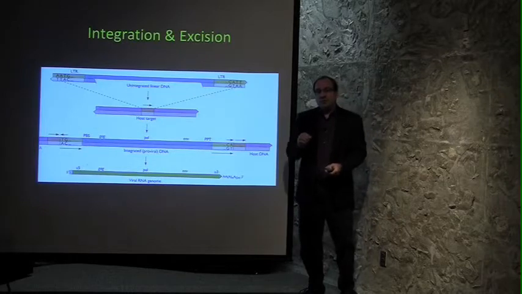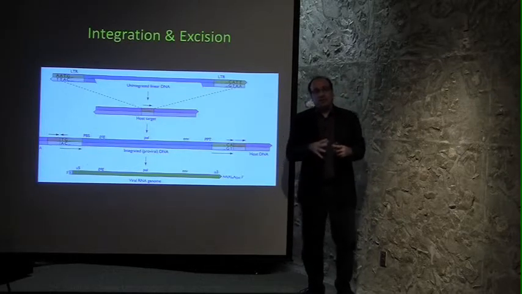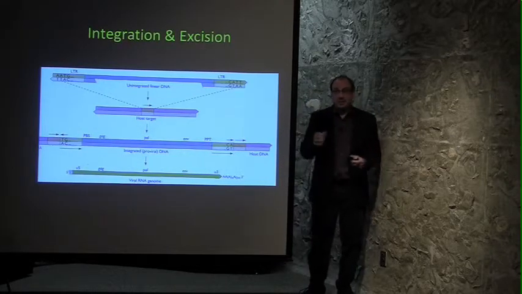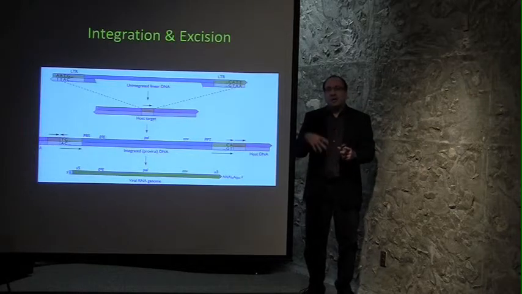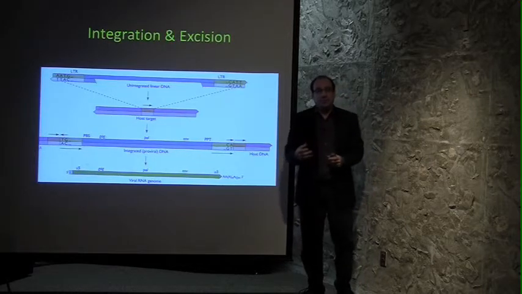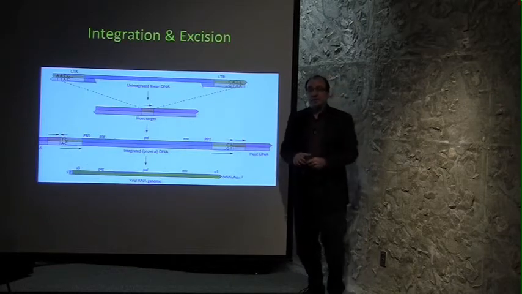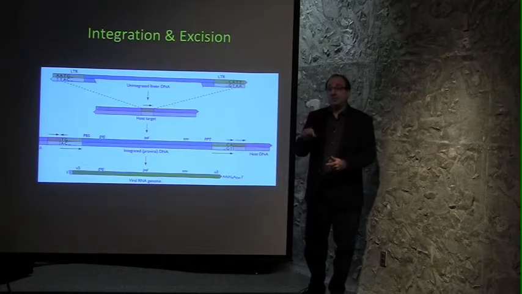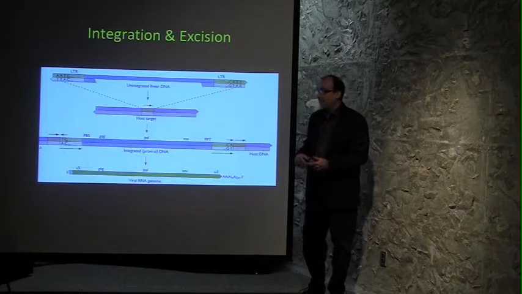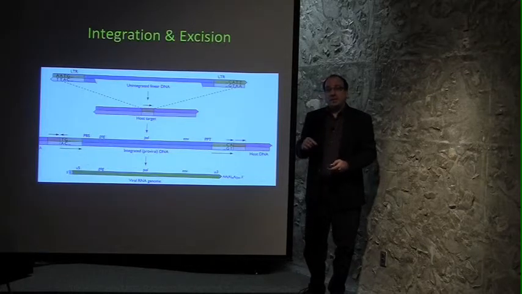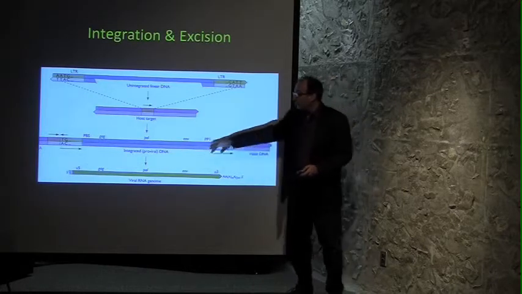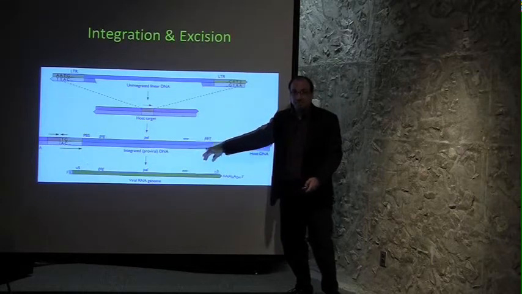Now, integration of the double-stranded DNA occurs relatively randomly in the host genome. There are hotspots, areas that are preferred for integration, but integration is roughly random in terms of retroviral double-stranded DNA being integrated. And once the retroviral DNA is integrated, it's known as proviral DNA.